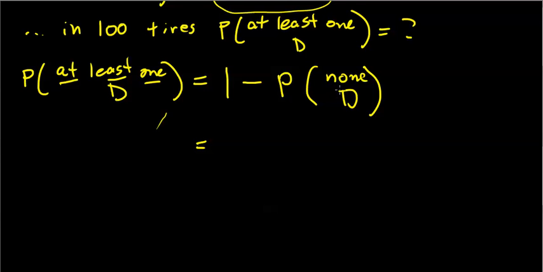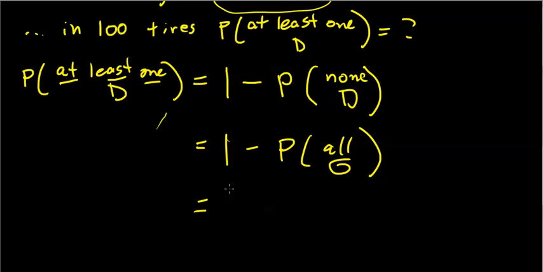All right, the statement "none are defective" I can also describe with the words "all are good." All 100 of these tires are good. So if I can find the probability that all 100 tires are good, I can just subtract that from 1 to find the probability that at least one is defective.